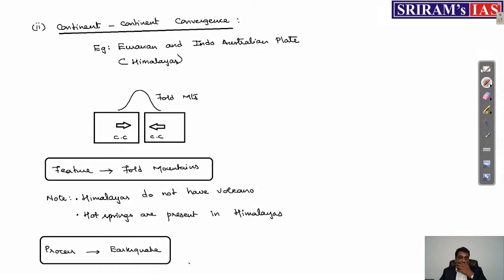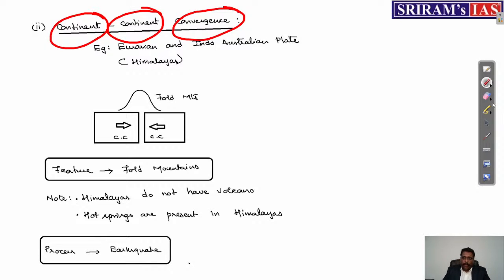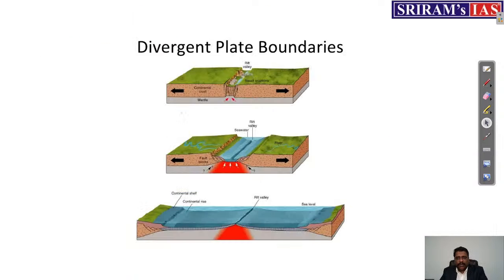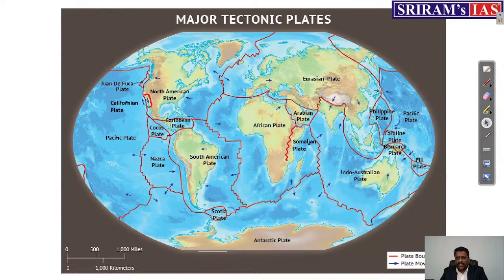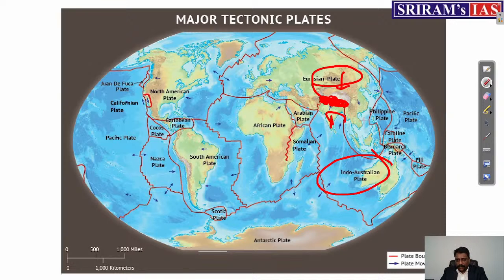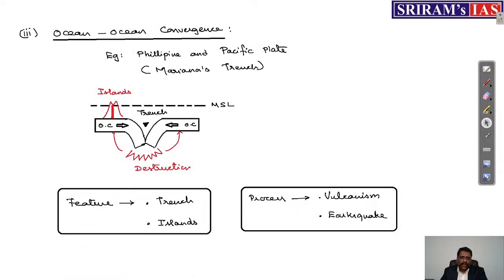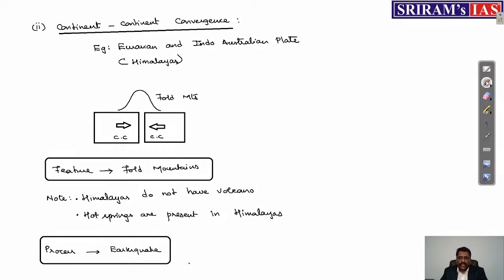Now, talking about the second type of convergent boundary, continent and continent converging. It means the convergence of continental crust is taking place on both sides. For example, if you ask me to give a classical example of this boundary, that is the Eurasian plate and the Indo-Australian plate converging, the Himalayas. The Himalayas is a classical example where continental crust and continental crust converge because both are similar in density. Both are very light. They do not go for subduction.